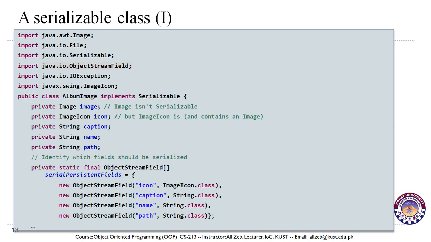If we look at this code, this is where we are trying to write the details of images, along with the paths and names, into a file. The class implements the Serializable interface. Image is not serializable but ImageIcon is serializable and it can contain an image, so we can convert it into bytes.